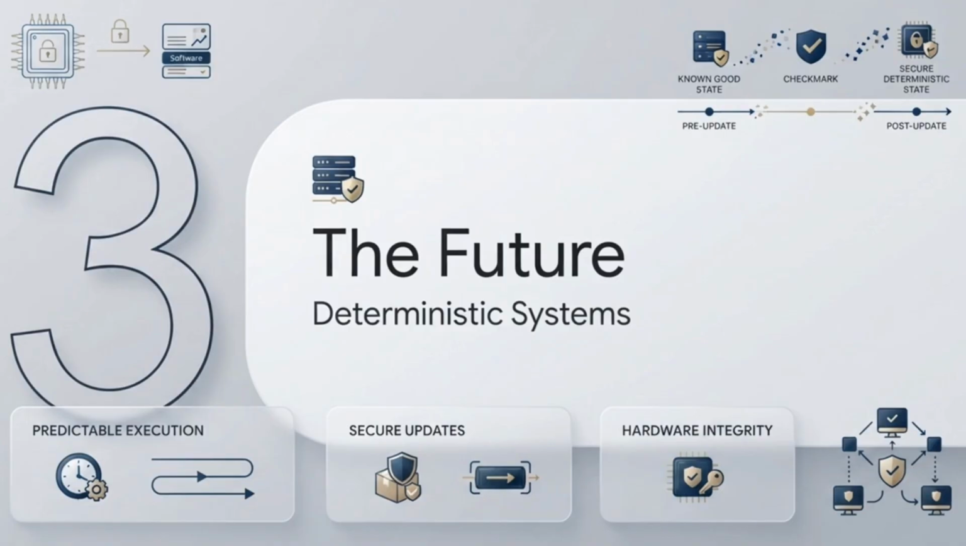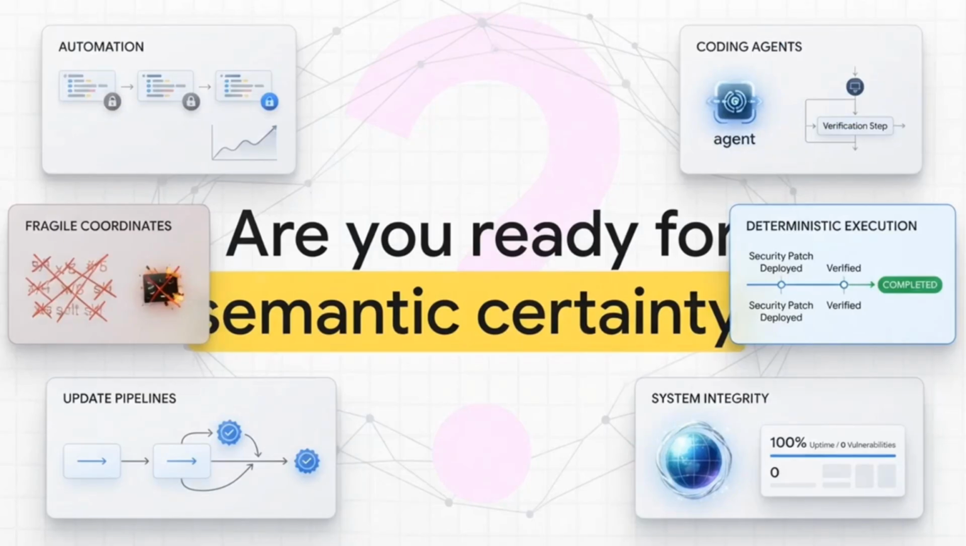Welcome to the deterministic future. The era of crossing our fingers and hoping a shell script runs cleanly or forcing device reboots from minor security patches is officially over. So I'll leave you with this to think about. Take a hard look at your own automation, your coding agents, and your update pipelines. Are you still relying on fragile coordinates and unpredictable scripts? Or are you ready to upgrade to semantic certainty and deterministic execution?